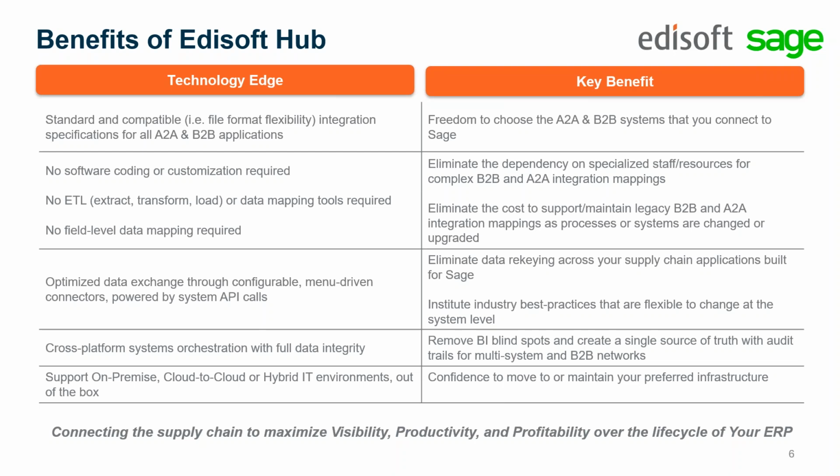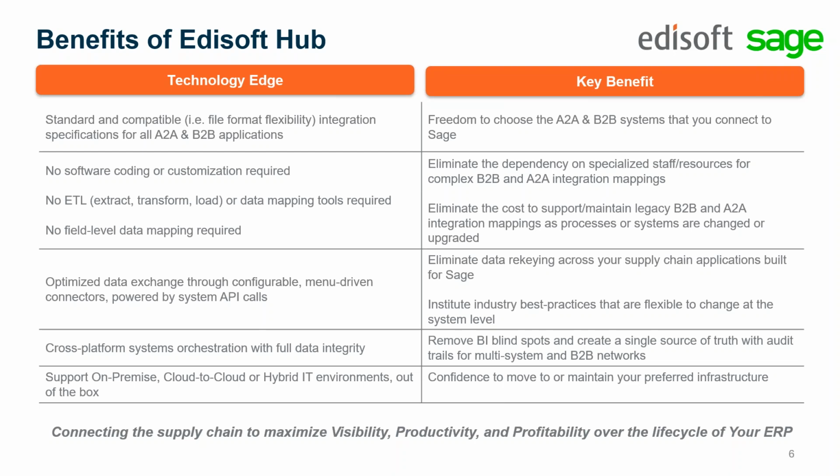Very unique to Edisoft is that our connectivity and our applications do not require any software coding or customization, no ETL or data mapping tools, no field level data mapping. This section right here is letting you know that we are eliminating the complexity that is typically involved in integrating multiple applications together and back to Sage 300. We also, in doing so, eliminate the cost to support and maintain legacy A2A and B2B integration mappings.